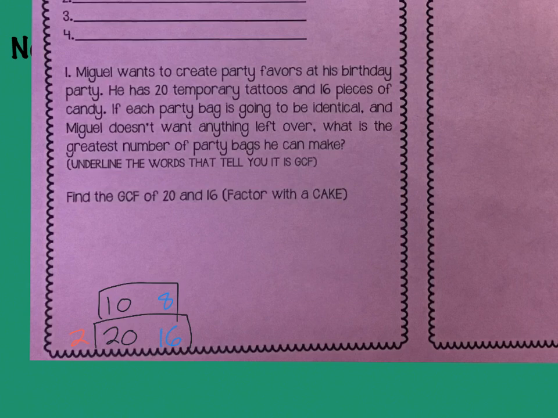I do the very same thing. Is there a number I can take out of 10 and 8 evenly? Well, we could use 2 again. There's 2. So how many times does 2 go into 10? 5. And how many times does 2 go into 8? 4. Now, that's our next layer of our cake. We have a 5 and a 4.